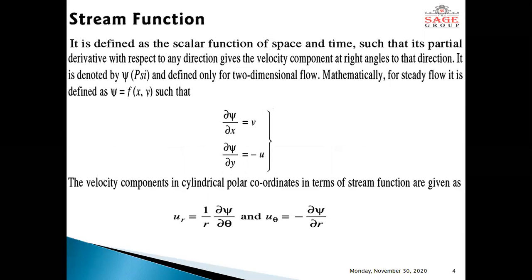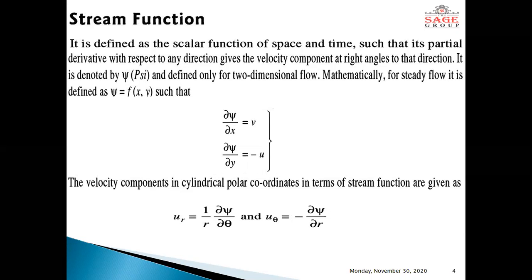Second, stream function. What is stream function? It is defined as a scalar function of space and time such that its partial derivative with respect to any direction gives the velocity component at right angles to that direction. It is denoted by psi and defined only for two-dimensional flow. Again, I repeat, it is valid only for two-dimensional flow.